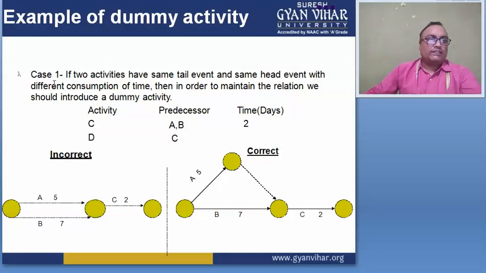Suppose this is case 1. Here this shows the example of the dummy activity. In this case 1, if two activities have the same tail event and the same head event, suppose A and B events with different consumption of time, here the time is 5 and this is time 7, then in order to maintain the relation, we should introduce a dummy activity. We should introduce a dummy activity like this.